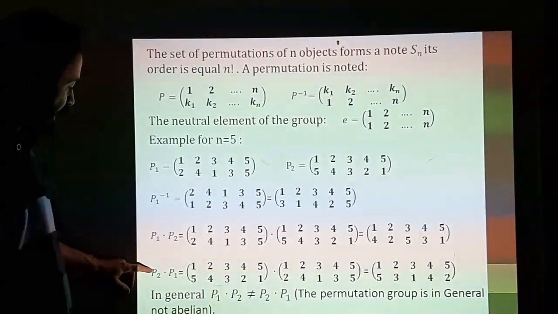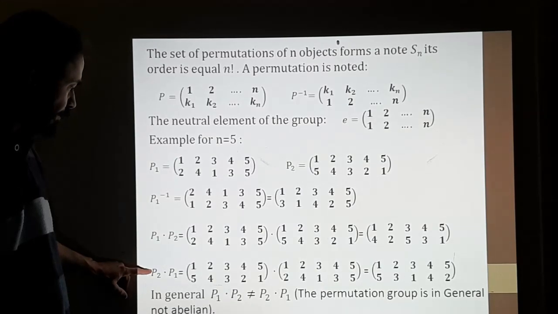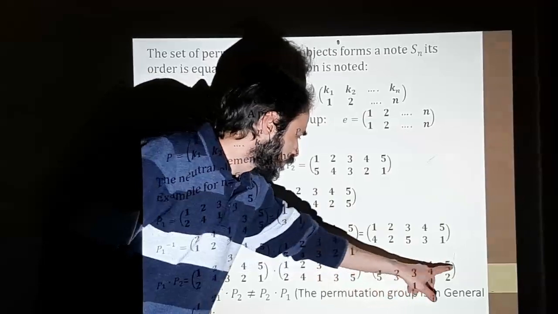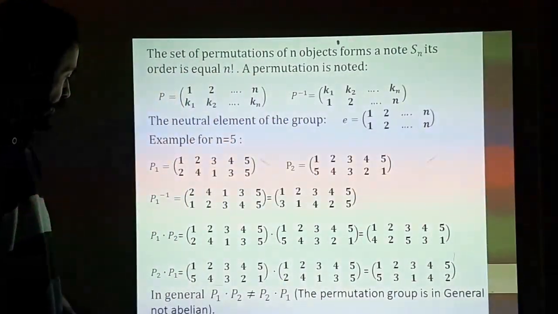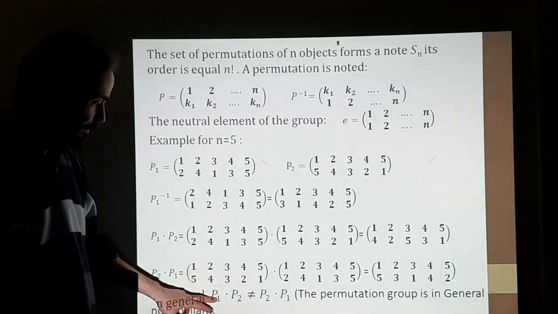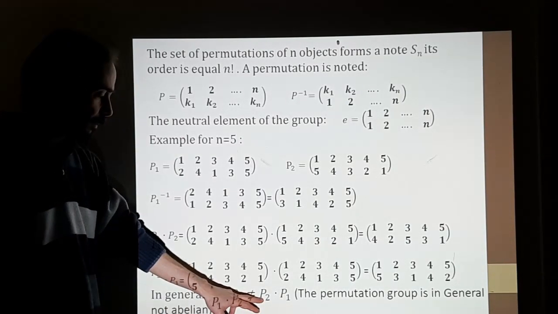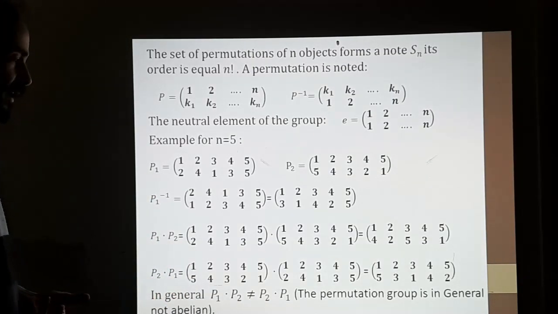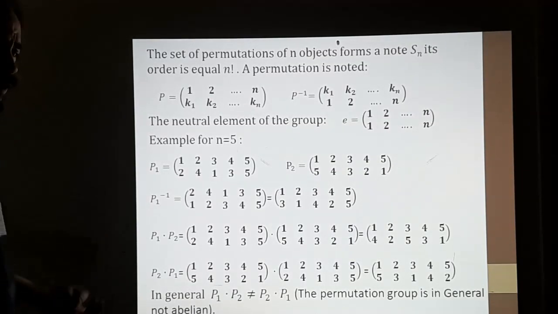Now, if I calculate P2 multiplied by P1, then I get 1, 2, 3, 4, 5 over 5, 3, 1, 4, 2. So in general, P1 multiplied by P2 is different from P2 multiplied by P1. So the permutation group in general is not an abelian group, except for two objects.